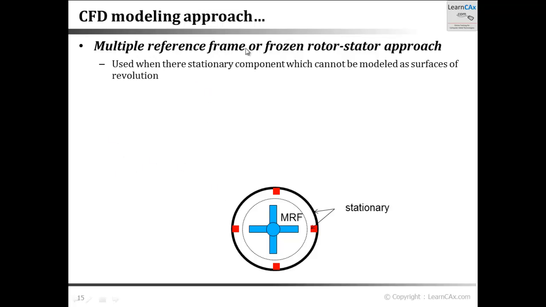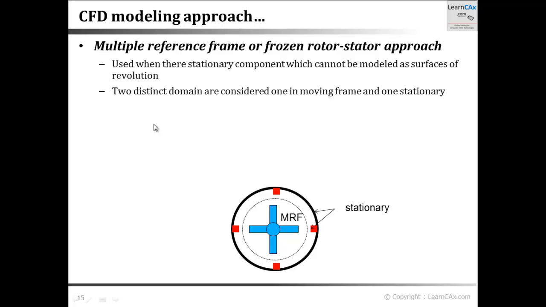Now this multiple reference frame approach is used when stationary components are present which cannot be modeled as a surface of revolution. As you can see, this ring can be modeled as a surface of revolution, but these blocks that you can see in the 2D representation are basically baffles. These baffles are not surfaces of revolution, and hence we cannot use a single rotating reference frame. What we have to do is surround these blades by a multiple reference frame zone or a moving reference frame zone, and then the rest of the volume is taken as stationary, and these baffles also form stationary components.